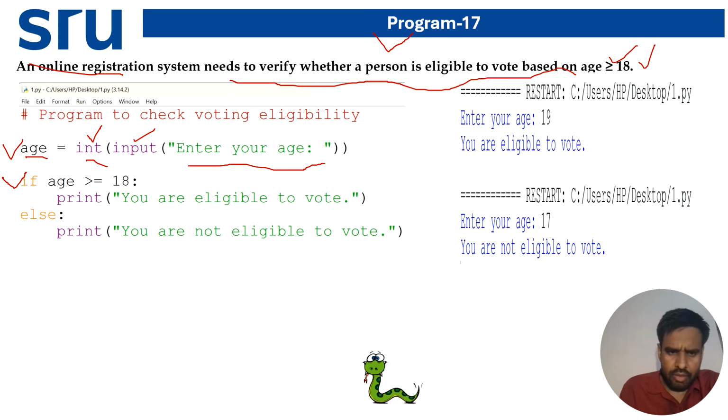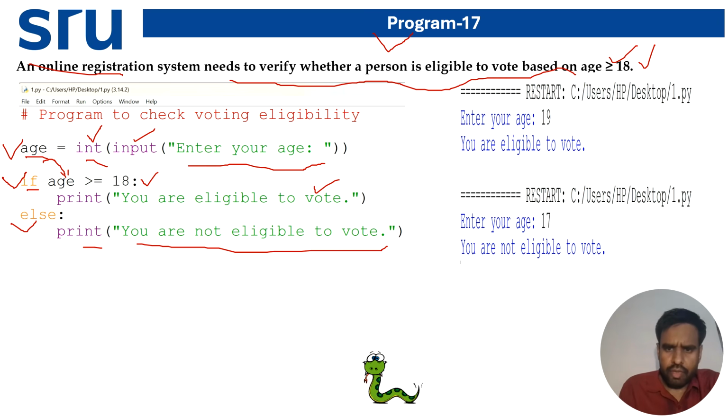Now I'm going to give the condition: if age is greater than or equal to 18. The age is what you have taken in the age variable, okay, this input is from the user side. If the age is greater than or equal to 18, print you are eligible to vote, else print you are not eligible to vote.